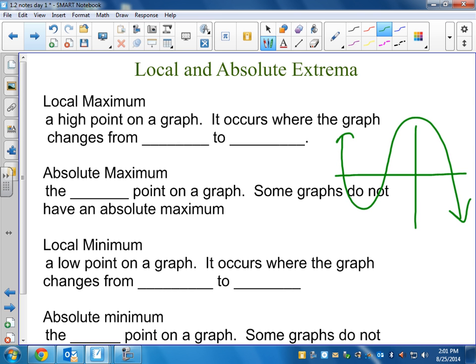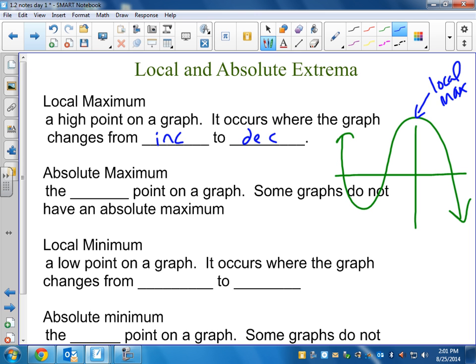like this? Remember graphing stuff like that last year? A local maximum is just any high point on the graph. It occurs where the graph changes from increasing to decreasing. Hey, that's what we just talked about, increasing and decreasing. In Algebra 2, I always talked about peaks and valleys, because at any high point on your graph, or if it's changing from increasing to decreasing, this would be a local maximum.